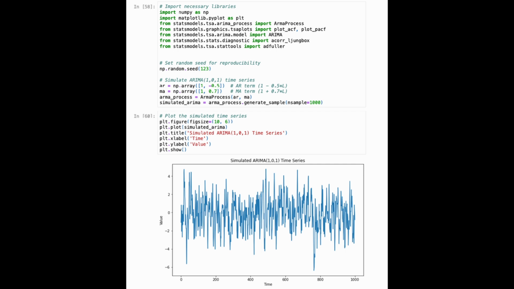In statsmodels, the autoregressive (AR) coefficients are defined with a sign convention that includes a negative sign for lag terms. In the programming, for an AR(1) process with a coefficient of 0.5, the array is [1, -0.5], representing the polynomial 1 minus 0.5 times L, where L is the lag operator. The moving average (MA) coefficients are defined with a positive sign. For an MA(1) process with a coefficient of 0.7, the array is [1, 0.7], representing 1 plus 0.7 times L.